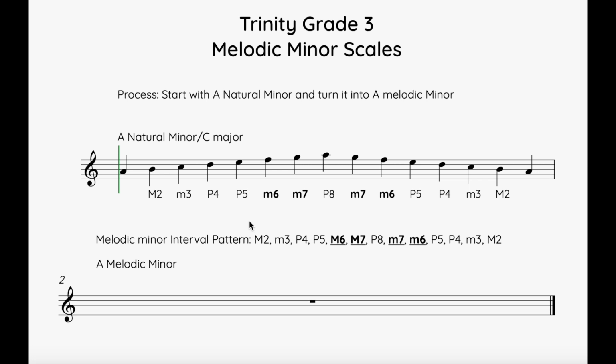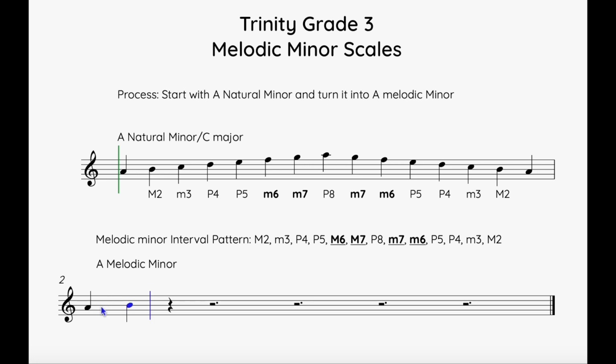What do we do? Well, it's really easy. You just raise the minor 6 to a major 6, and then you raise the minor 7 to a major 7 on ascending only. And then you leave it as a minor 7 and a minor 6 descending. That's all you have to do. Once you know the natural minor, all you've got to do is raise the 6th and 7th note ascending. And that's it.